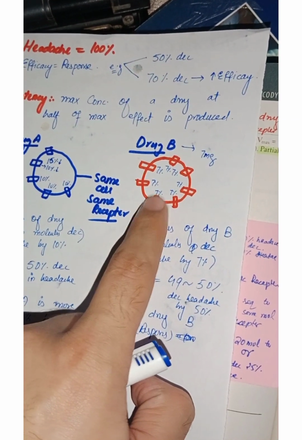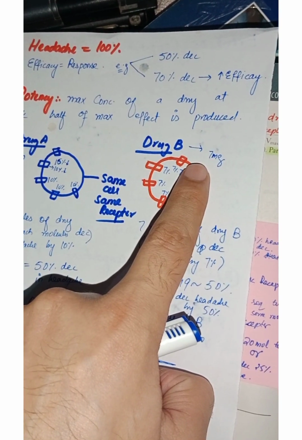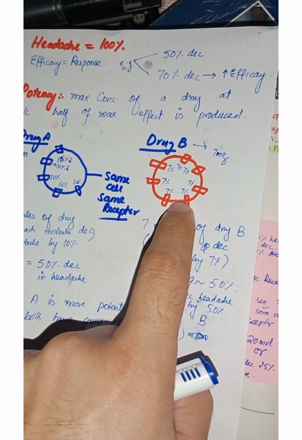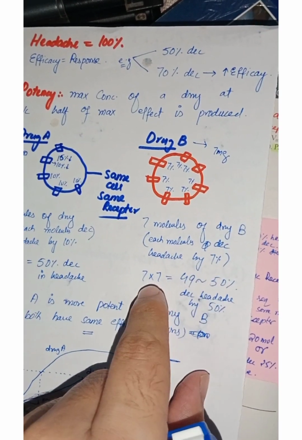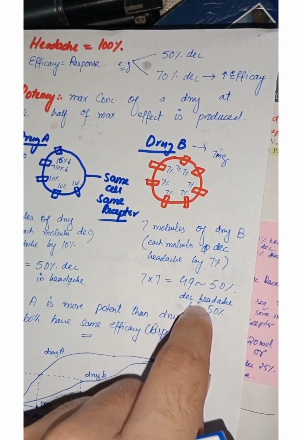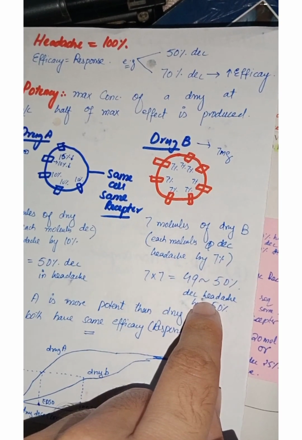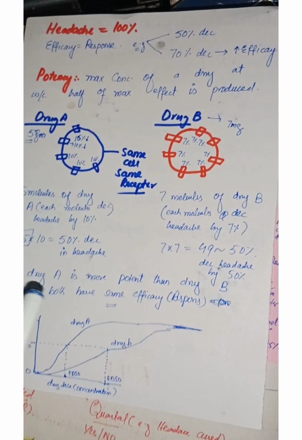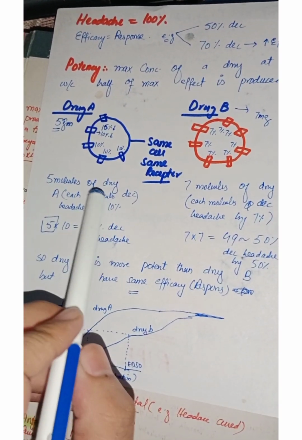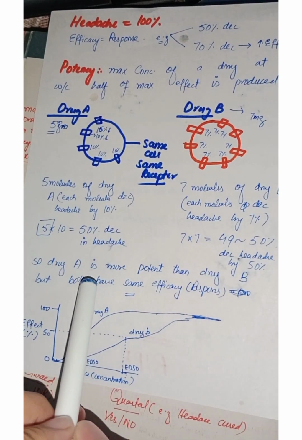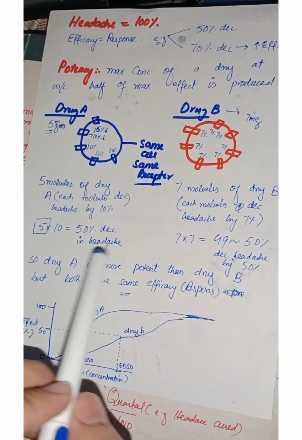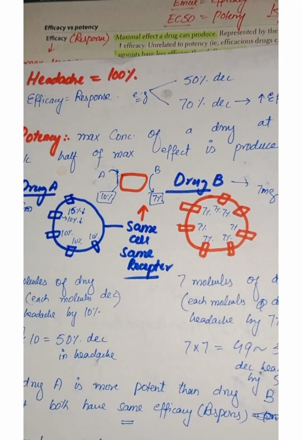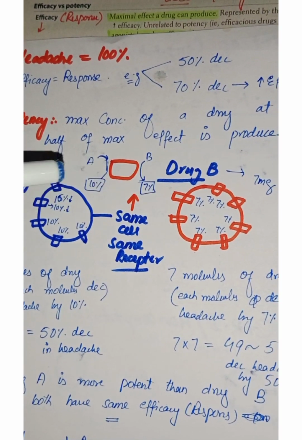Now let's suppose the drug B: you require 7 milligram of drug B to decrease your headache by 50%. So how? When each molecule binds at the receptors, it decreases the headache by 7%. So they bind at 7 receptors in total, and the decrease in the headache is again 50%. Their response is the same. So both drugs have the same efficacy, but drug A is more potent than drug B, because a low concentration of drug A is required to decrease the headache by 50%, while drug B requires a higher concentration.